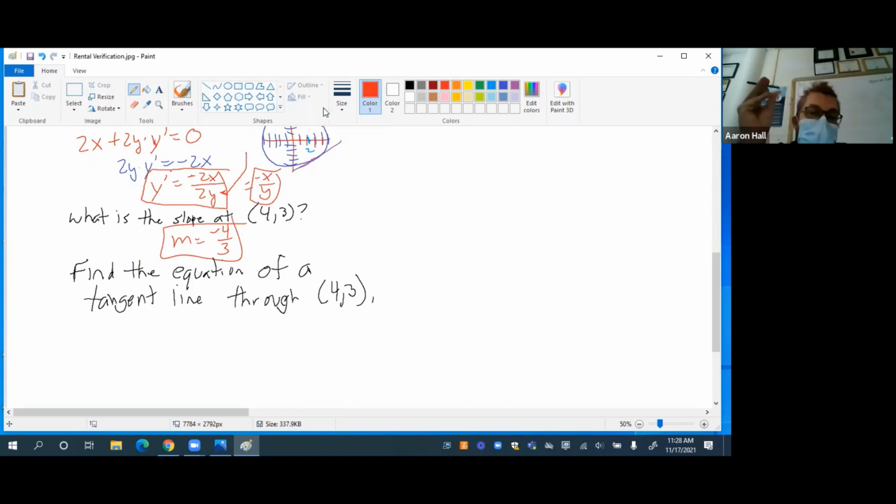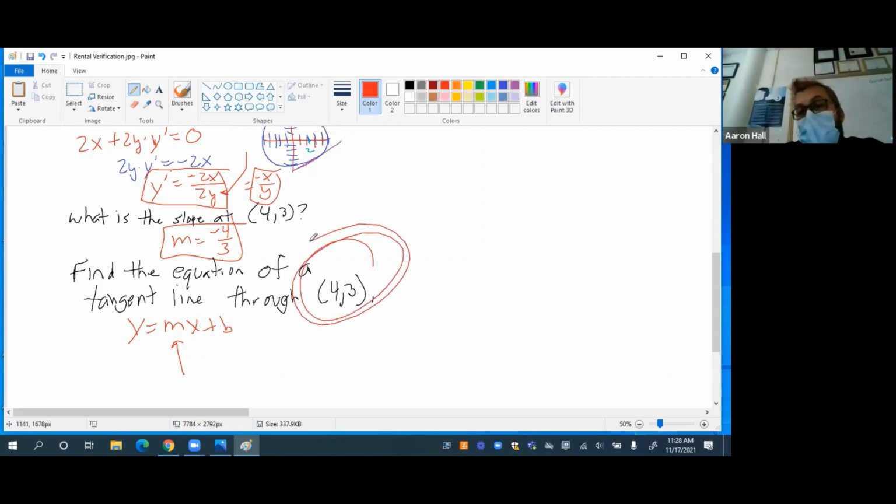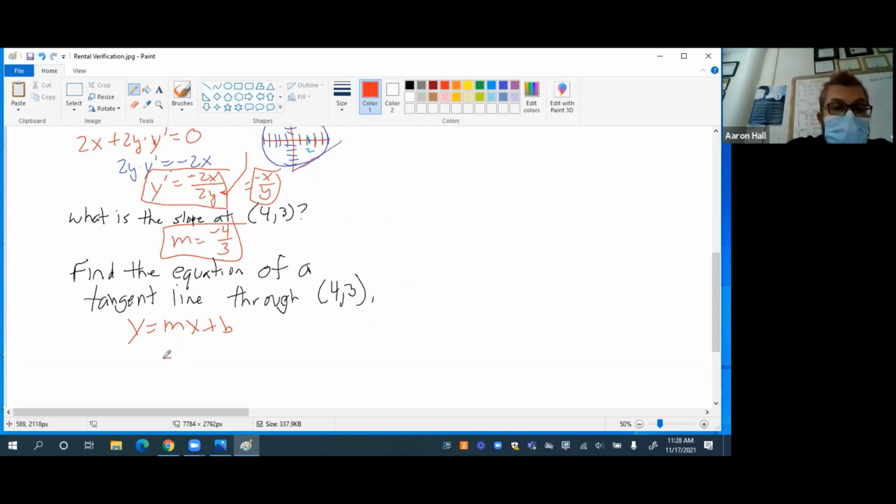Mariah, did you get it? If it's an equation of a tangent line, what's our generic equation for a tangent line? We're just going to use y equals mx plus b. What does m represent? Do we know what the slope is at 4, 3? What is it? Yeah, we have -4/3 x plus b equals y. What are we missing to finish our equation? We don't know what the b is.